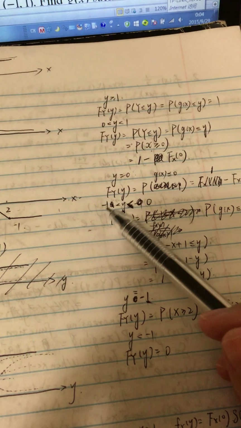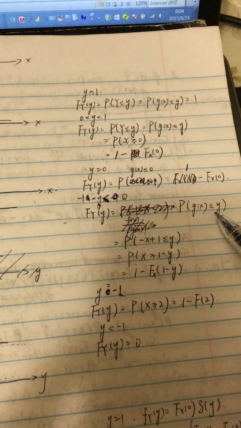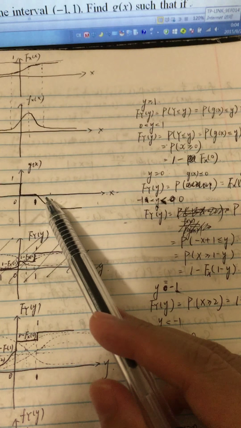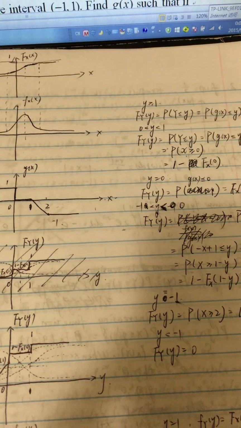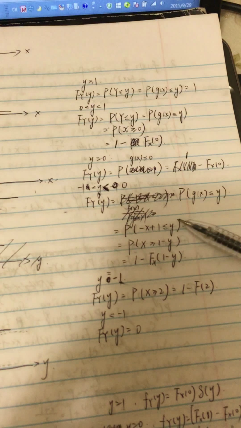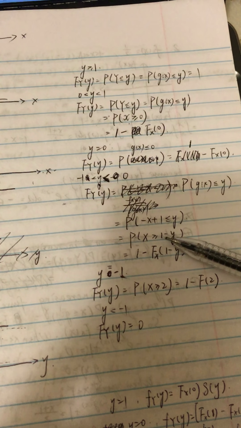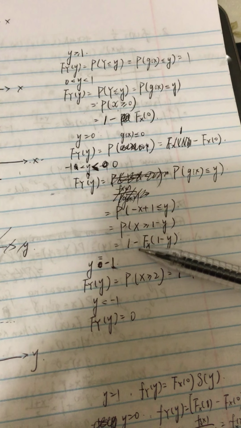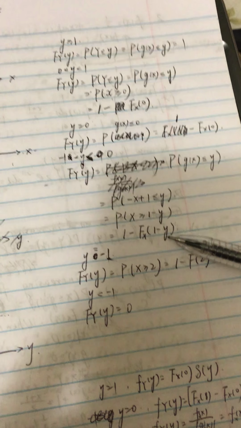Next, when y is greater than minus 1 and less than 0, capital Fy is the probability that gx is smaller than or equal to y. In this period, when y is between minus 1 and 0, the function is minus x plus 1. So we just copy it here and rewrite it as x is greater than or equal to 1 minus y, which means 1 minus capital Fx of 1 minus y.